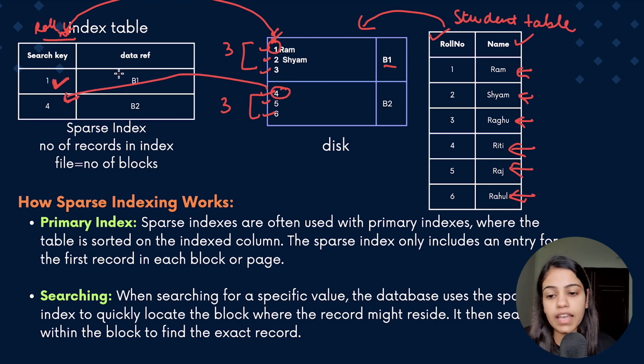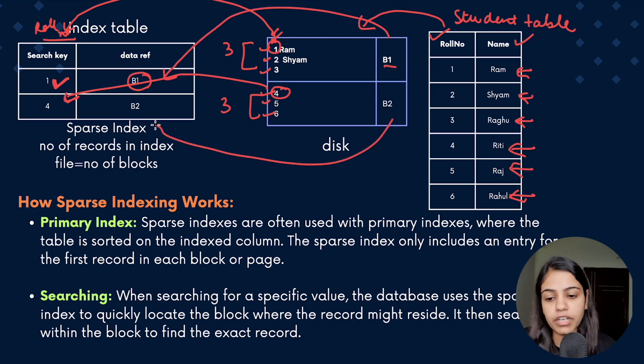Now we need to provide the access or the data reference where that particular data is stored. So we'll provide the block B1 here, as from 1 to 3 all the data is stored in block B1, and then here we will provide block B2 as from 4 to 6 all the entries are present in block B2. So this is how we create the sparse index.